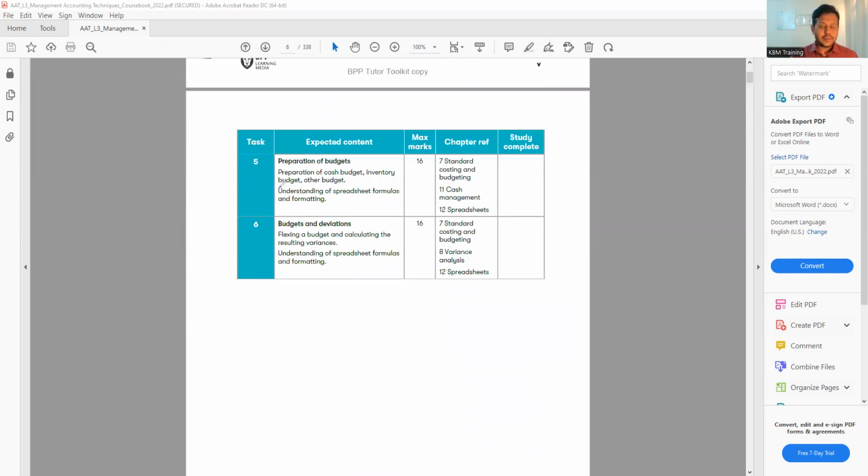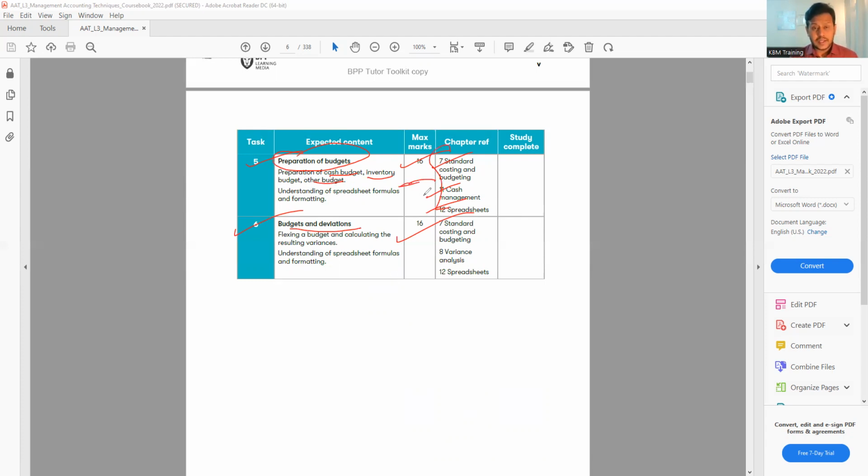Question number 5 will be preparation of the budget, 16 marks, and question number 6 will be the budget and the deviation, so it will give us another 16 marks. So all this will be in the exam, and actually we know what chapter will be relevant for that. For example, preparation of the budget, we can see the question will be cash budget, inventory, and other budget. The relevant area will be chapter number 7, chapter number 11, chapter number 12. So these 3 chapters will be relevant for this question.